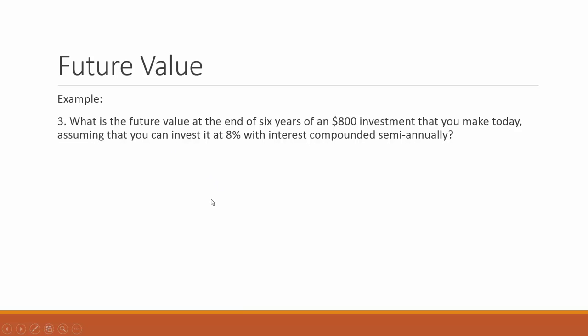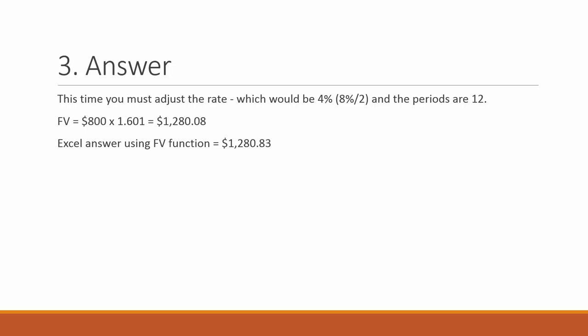Here's a third example of future value. What is the future value at the end of 6 years of an $800 investment that you make today, assuming you can invest it at 8%, again that's 8% per year, with interest compounded semi-annually. So what that means is that the interest will be added to the account twice a year instead of once a year. So let's see how we solve this. In this case, you have to take a first step and adjust the rate. So the 8% becomes 4%. You divide it by 2 because of the semi-annual compounding.